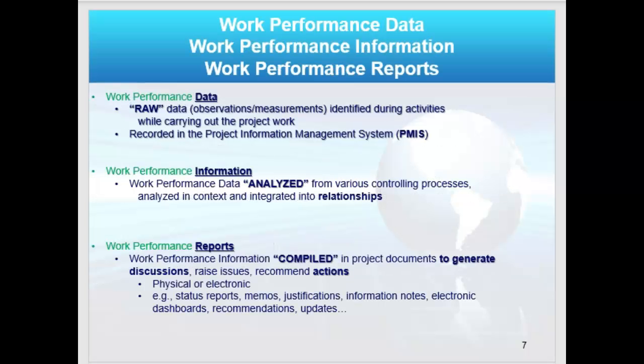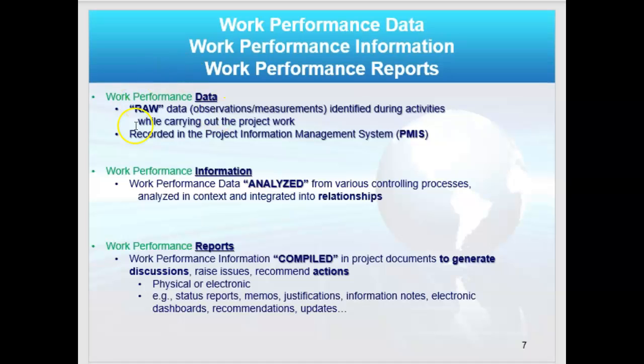So we progressively elaborate. Now, as we progressively elaborate, we will do so partly based on changes. So we need data. So we have work performance data. The key word there is raw, and this is collected during the executing process group. Your process 4.3, direct and manage project work, if you look on page 25 of the PMBOK guide, this is where you are collecting the data.